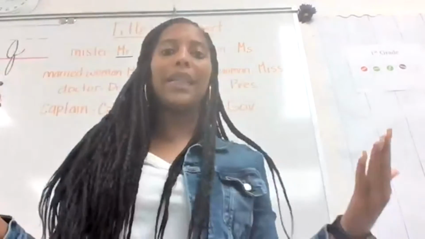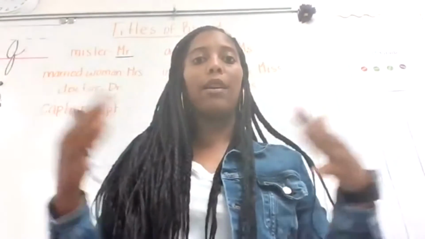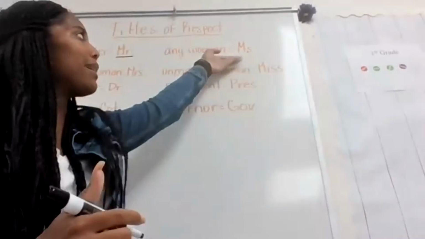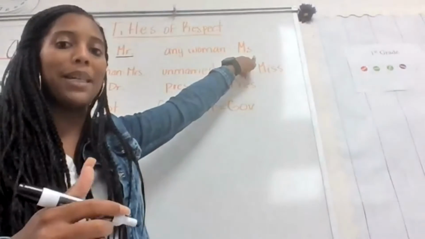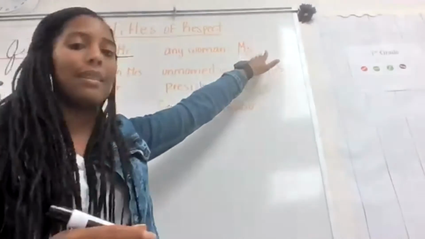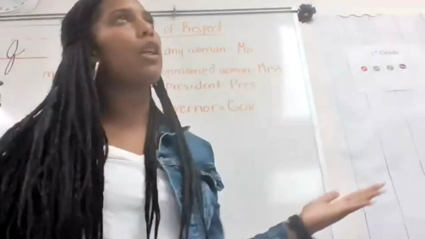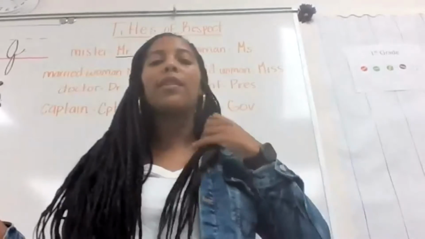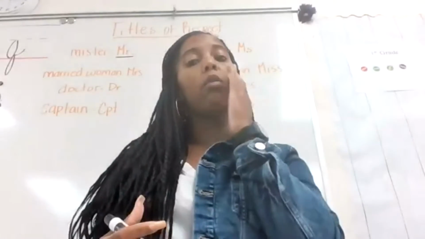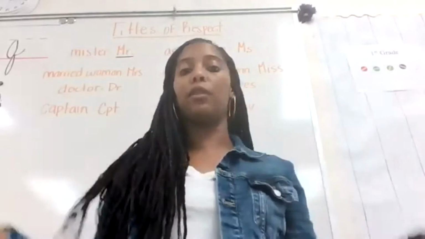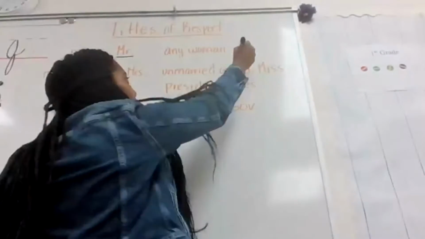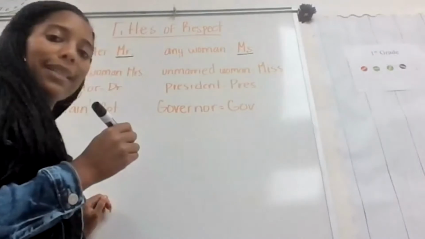So if we meet a woman and we don't know if she's married or not, there's a certain title of respect we put. We put Ms., which is just M-S, Ms. I'm sorry, Miss, okay? M-S dot. This is for any woman. So you could use it for any woman, but most of the time you use this if you're not sure if the person is married or not, because when a woman is married or unmarried, there's a certain title of respect we have to use. So any woman's title of respect can be M-S dot, Ms.